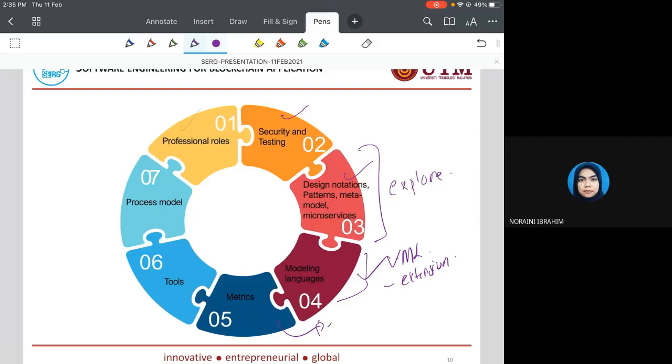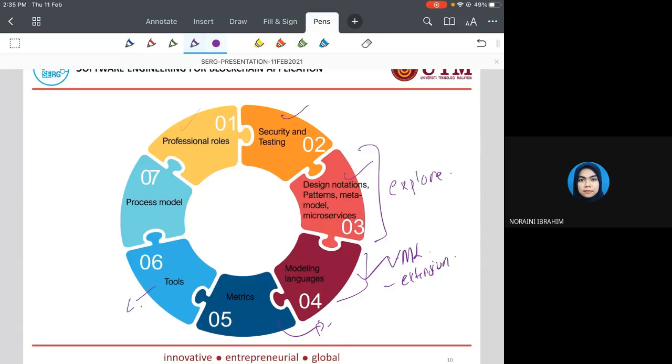Okay. And then the tools. Maybe the tools to make blockchain development easier, for example, the IDE tool for blockchain development, the testing tools to do unit testing, to make some code review, and so on.